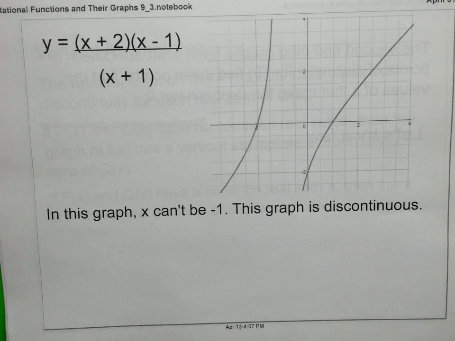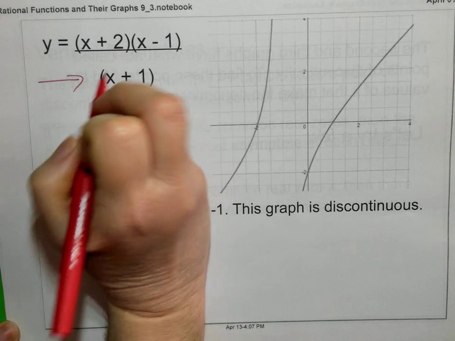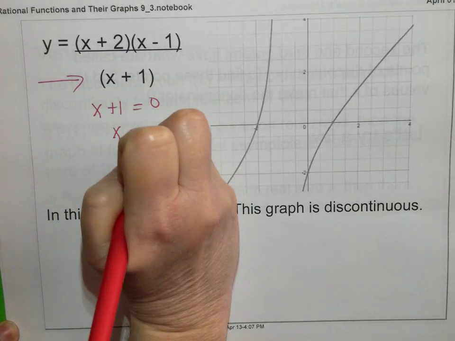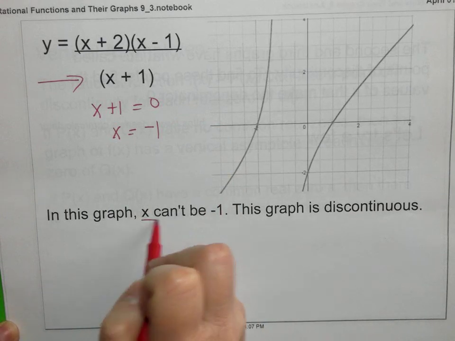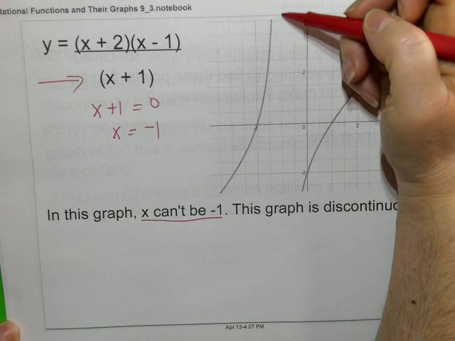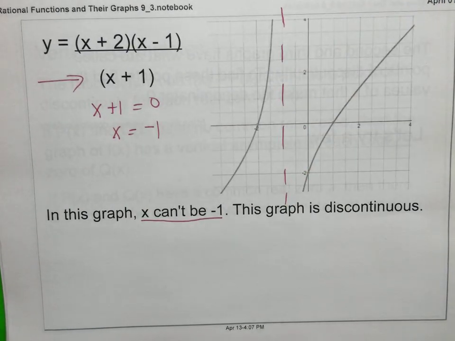All right. So this is another graph. We take a look at the function. We start with the denominator. Remember, we always start here. We make it equal to 0. That will be 0 when x is negative 1. Wait, that's what it says. x can't be negative 1. And negative 1 is right here, according to my graph.